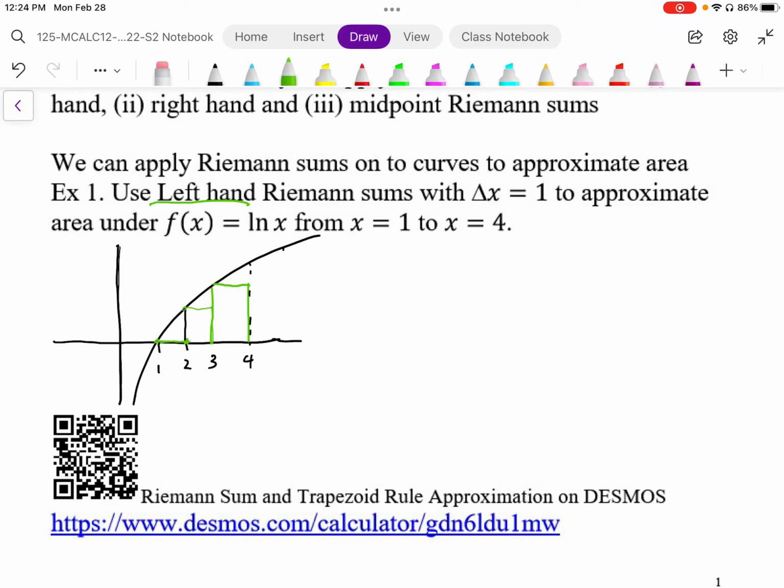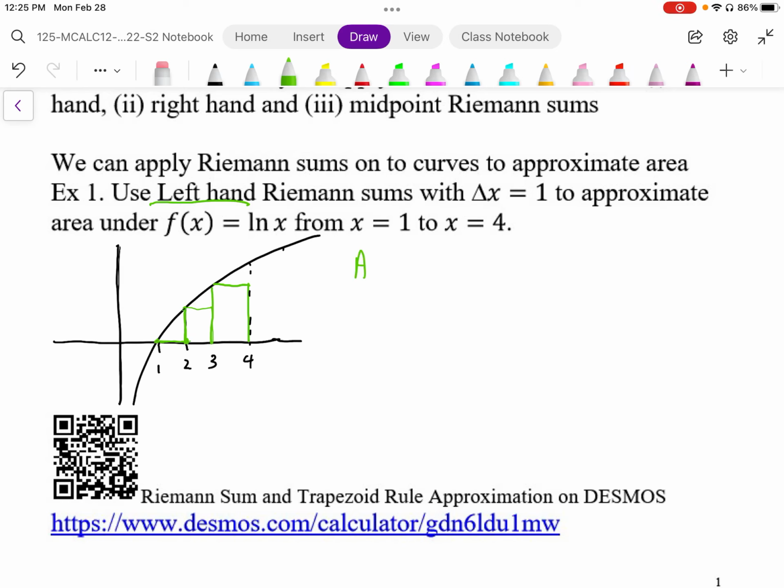The first rectangle actually has no height, because the left edge is at 1, where log 1 is 0. Then the left edge at 2 and the left edge at 3 are going to determine the heights of the other rectangles. So the area is going to look like this.